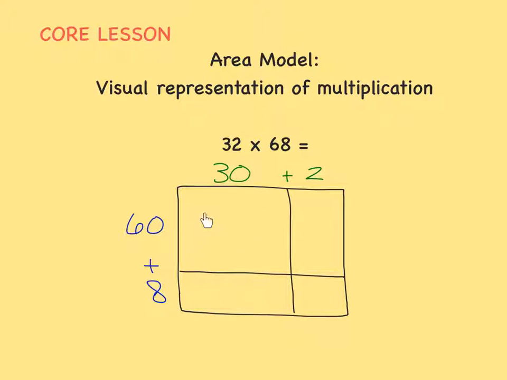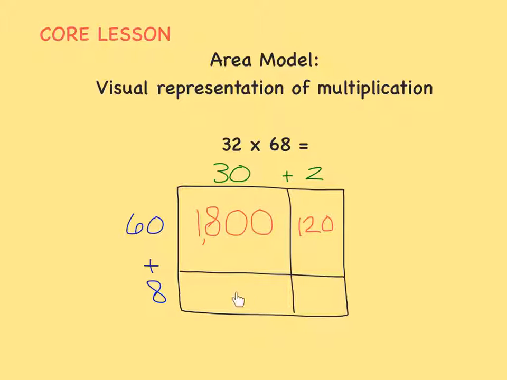For this top left box, I look to the left and I see a 60, and I look up and I see a 30. So let's multiply 60 times 30. 6 times 3 equals 18. And then there's 2 more zeros I need to add. 60 times 30 equals 1,800. For the area of this top right box, I look to the left and I see a 60. I look up and I see a 2. So 60 times 2, I can do that mentally with 6 times 2 equals 12. And then don't forget that 0 in 60.